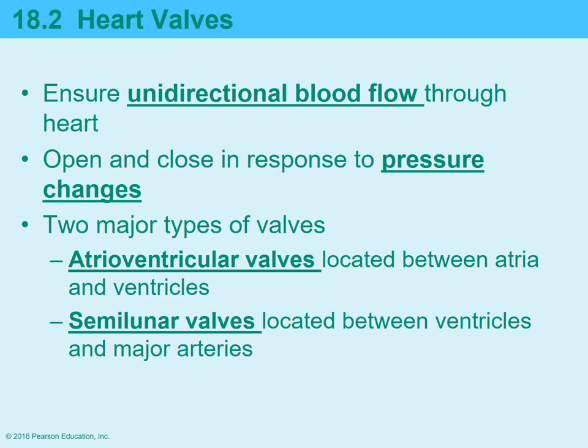So how do you make sure the blood doesn't backflow? How do you keep it moving in one direction? Well, in the heart, you're going to have valves. There are 4 valves. They're responding to pressure changes, so they're going to open and close. There are 2 main types of valves. We have the atrioventricular valves, as the name implies, between the atrium and the ventricles. And then we have the semilunar valves. The semilunar valves are located between the ventricles and the major arteries.